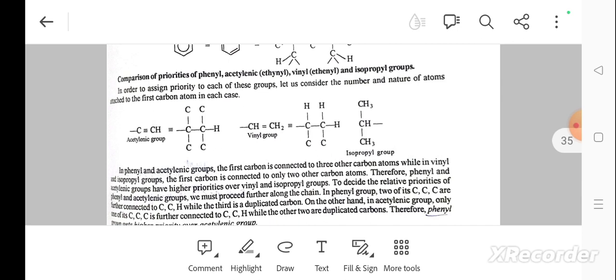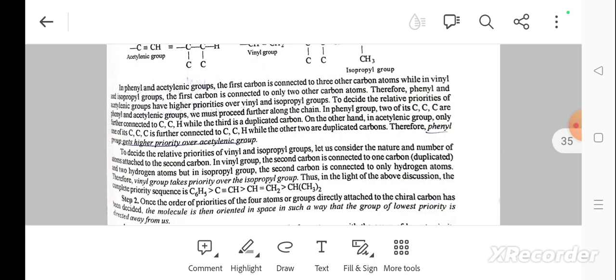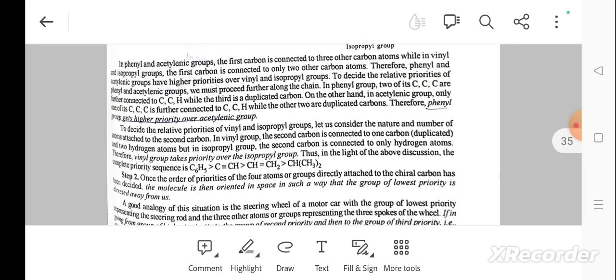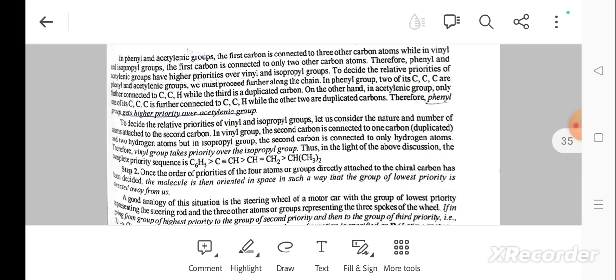Comparison of priority of phenyl, acetylenic, vinyl, and isopropyl groups. In order to assign the priority of each of these groups, let us consider the number and nature of the atoms attached to the first carbon in each case. In the phenyl and acetylenic groups, the first carbon is connected to three other carbon atoms, while in the vinyl and isopropyl groups, the first carbon is attached to only two carbon atoms. Therefore, the phenyl and acetylenic groups have higher priority over the vinyl and isopropyl groups. To decide the relative priority of the phenyl and acetylenic groups, we must proceed further along the chains.